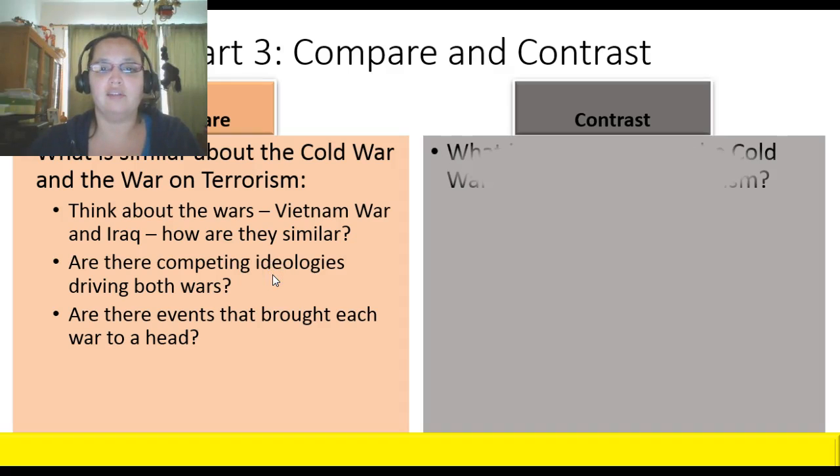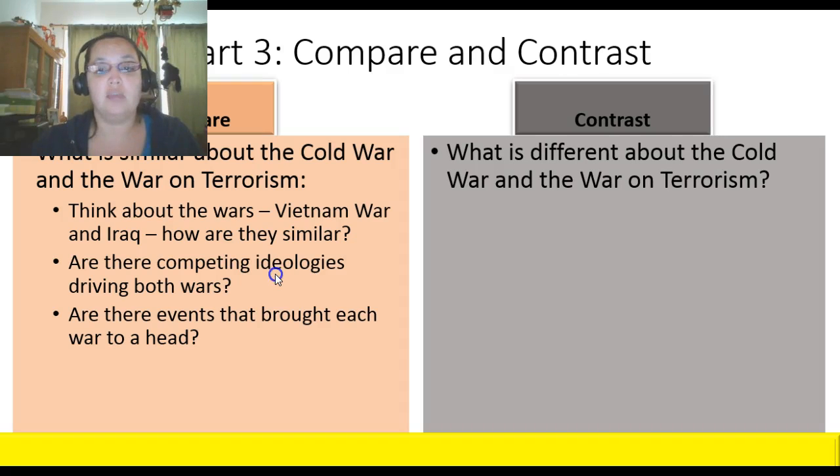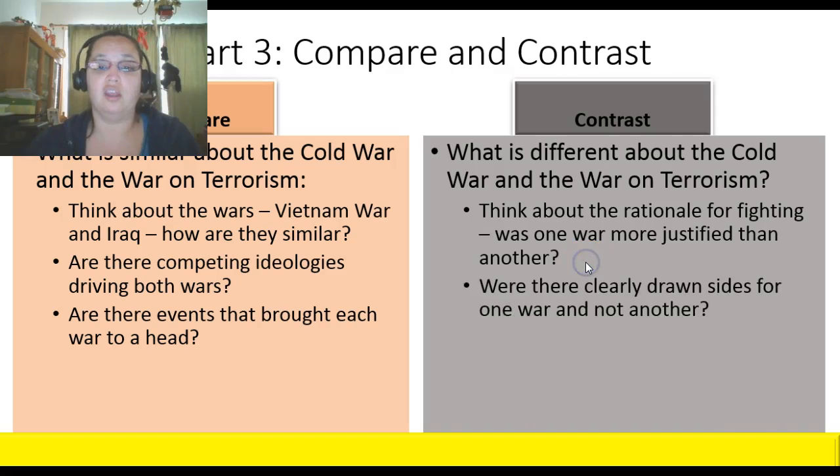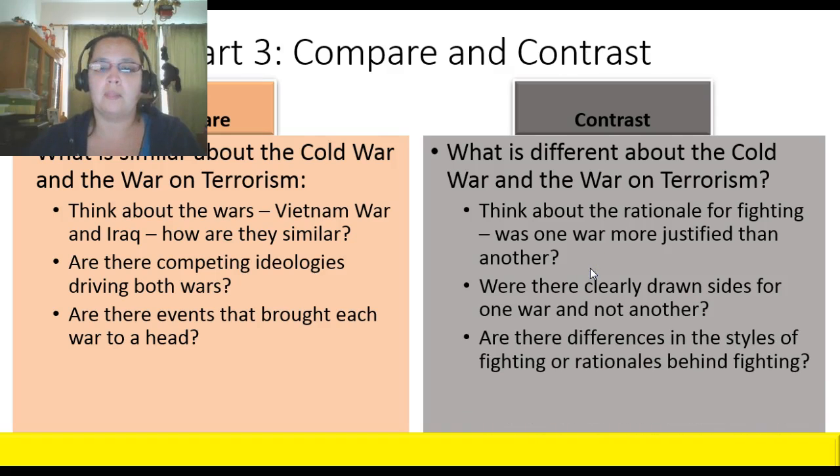You could contrast. You'll need to talk about what's different between the two wars. Is there a rationale for fighting? Maybe you say the war in Afghanistan is justified, but the war in Vietnam was not. So you might talk about these two and maybe which one was more justified, how they're different. You could also point out that there may not have been clearly drawn sides. One war, maybe we knew exactly who we're fighting, and the other war, it's kind of nebulous. We're not 100% sure who we're fighting. And then also, what about the style of fighting? In the Cold War, it was all really war through proxies and war of words versus the war on terrorism, which is much more direct, much more fighting.